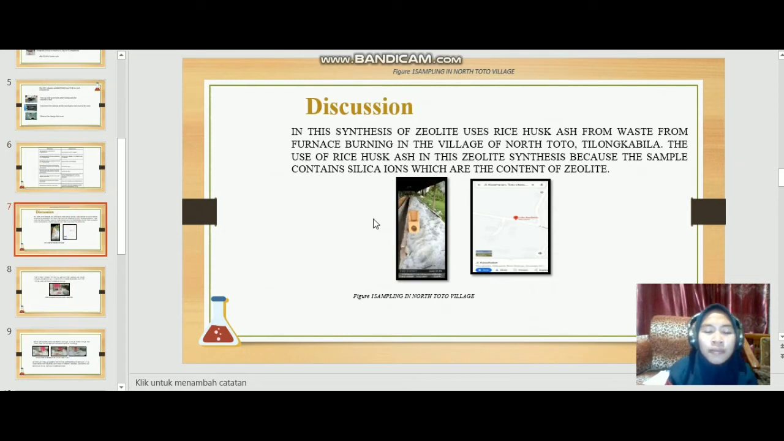Okay, next, discussion. In this synthesis of zeolite, the RHA comes from furnace burning in the village of North Toto, Tilongkabila. The RHA is used in this zeolite synthesis because the sample contains silica, which is the content of zeolite. Okay, this is the next sample in North Toto.